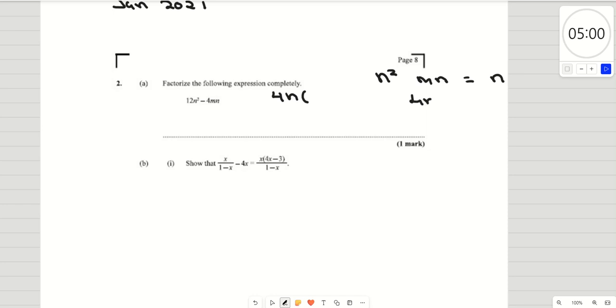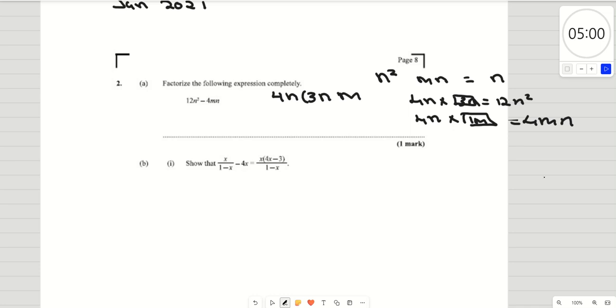So that's 4n multiplied by what to give you 12n squared. Deal with the numbers first. 4 by what would give you 12? 3. And then n by what would give you n squared? n. So it's going to be 4n by 3n. And then 4n multiplied by what would give you 4mn? Well, 4 by 1 would give you 4. And n by what would give you nm? n by m. So it's going to be 1m or just m.